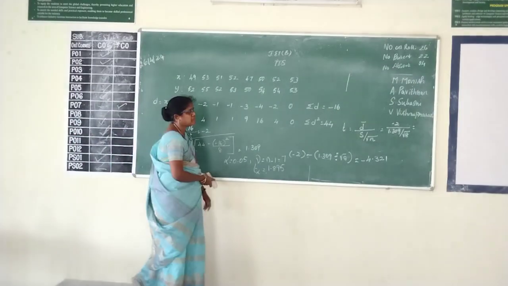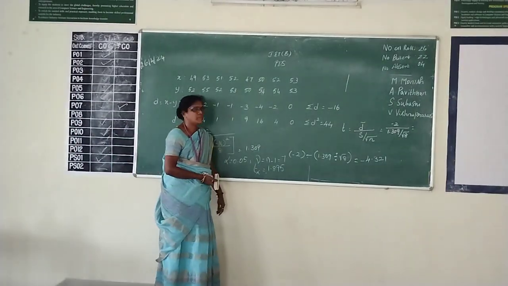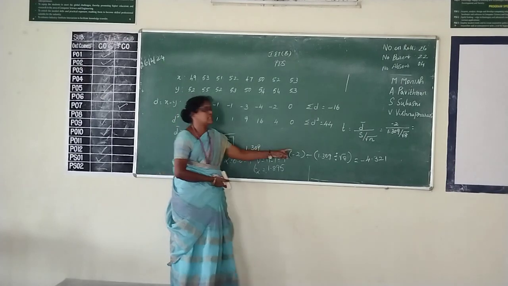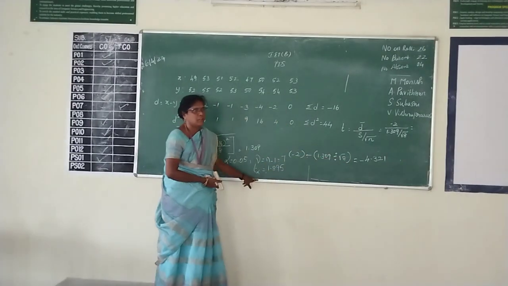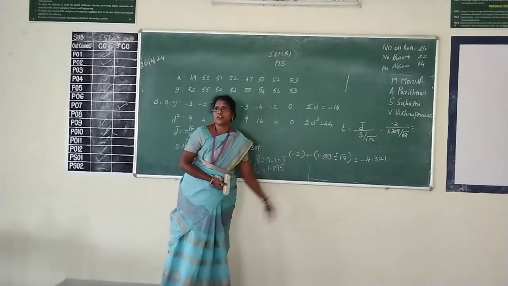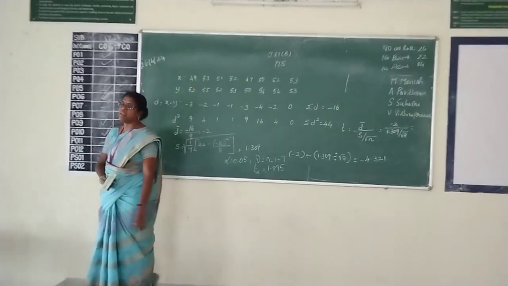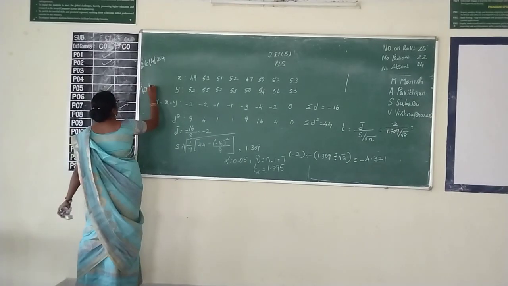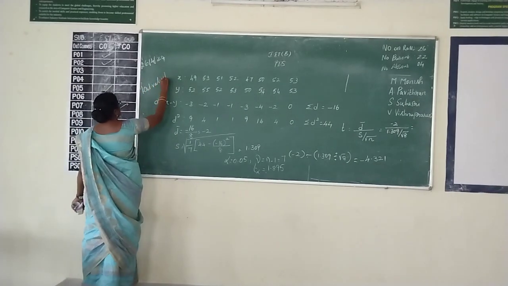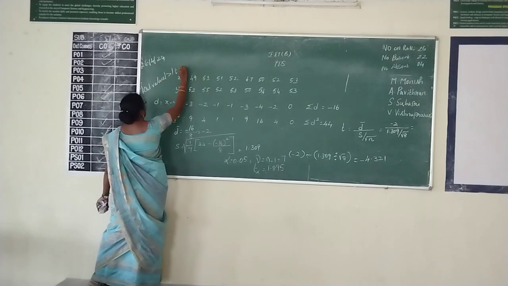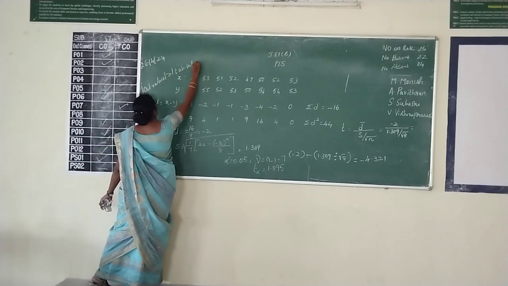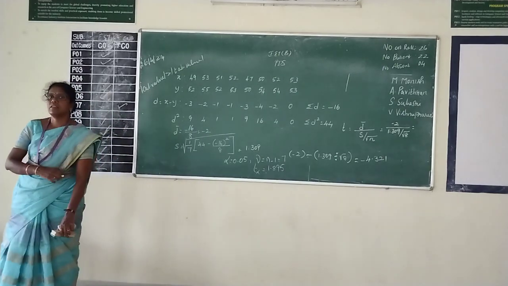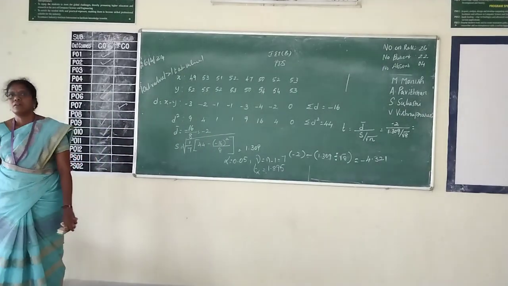Accept or reject? Reject. Why? The calculated value is greater. This is the calculated value and this is the table value. That one is greater, so we are going to reject. Since the modulus of the calculated value is greater than the modulus of the table value, reject H naught.